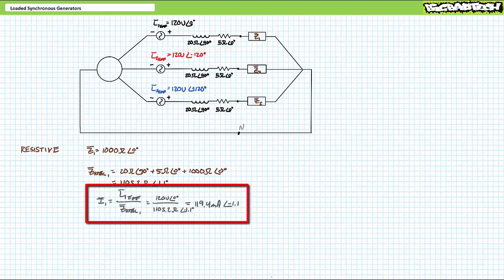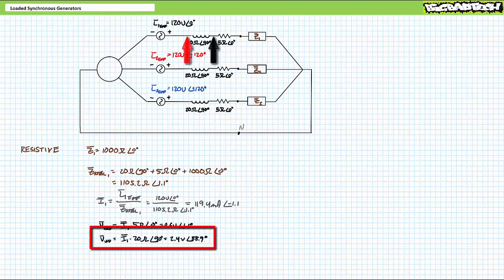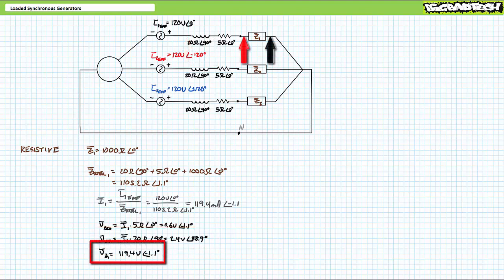An application of AC Ohm's law demonstrates 119.4 milliamperes at an angle of negative 1.1 degrees of current flows through all 3 series components. Subsequent applications of AC Ohm's law demonstrate the non-ideal resistive component internal to the stator winding experiences a voltage drop of 0.6 volts at an angle of negative 1.1 degrees. The inductive component internal to the stator winding experiences a voltage drop of 2.4 volts at an angle of 88.9 degrees, such that the purely resistive electrical load experiences the remaining 119.4 volts at an angle of negative 1.1 degrees.